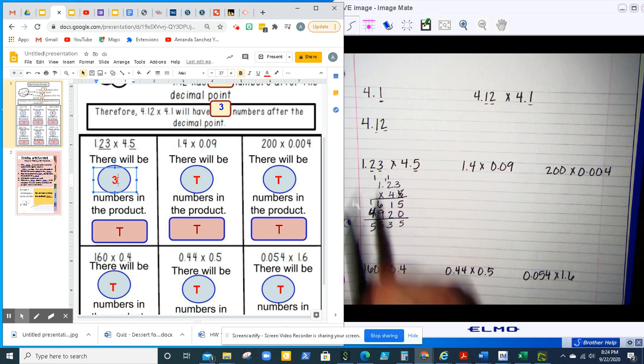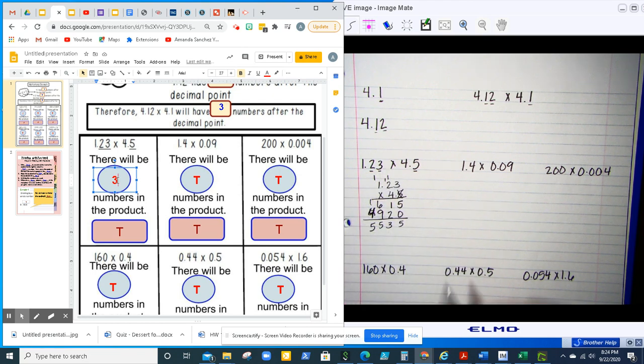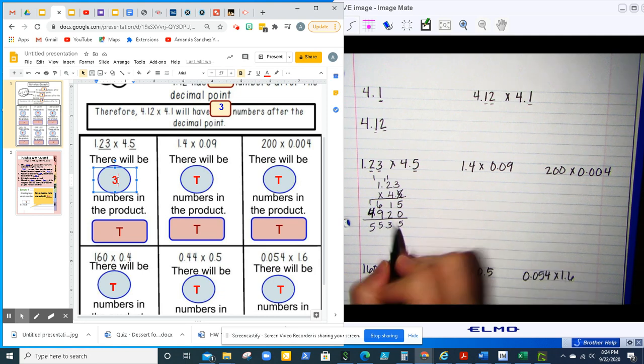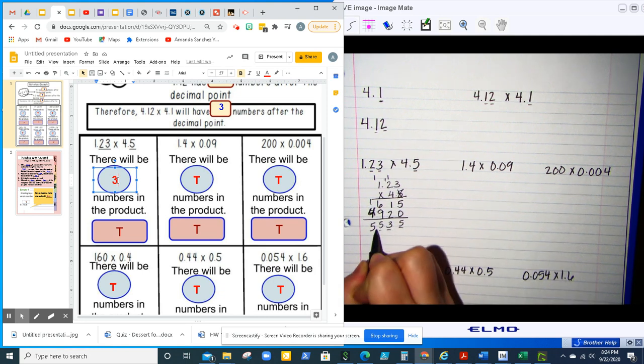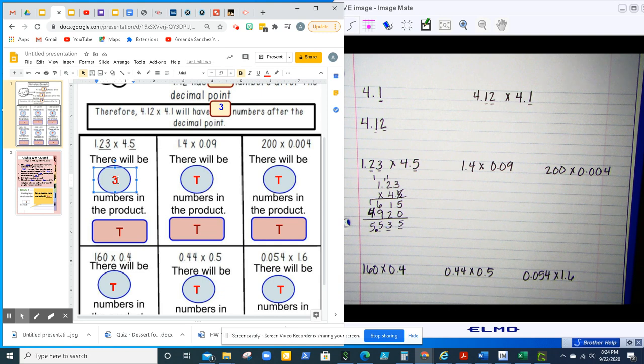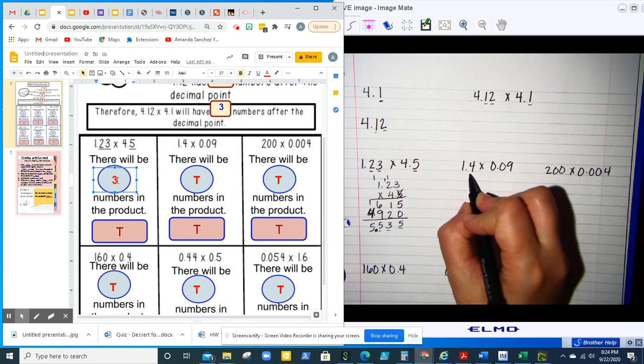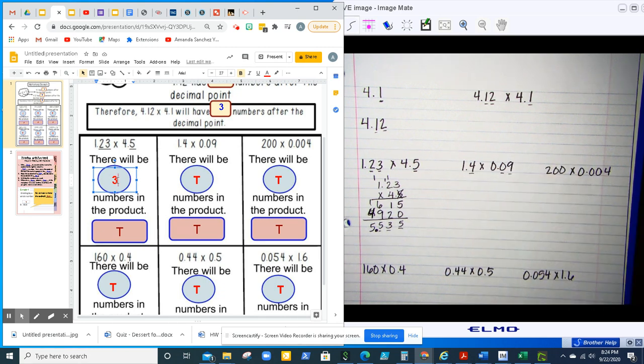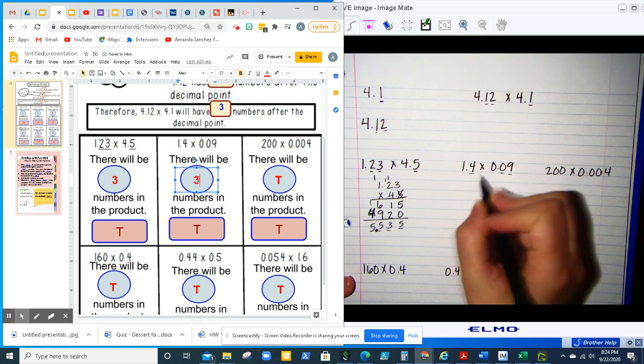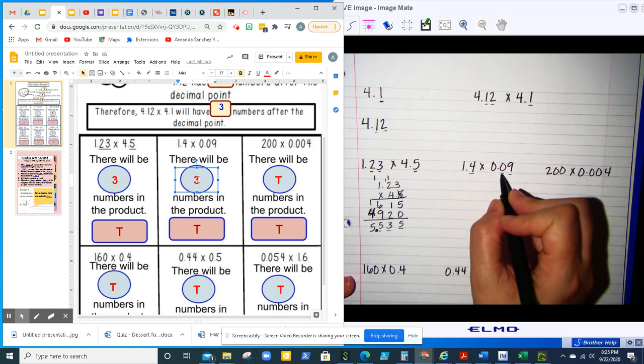So remember, we put on our notes that you should have three numbers in the decimal of the product. So there should be 1, 2, 3 values. All right, so then on the second problem, you should have 1, 2, 3 numbers in the decimal. There should be three numbers behind the decimal. So now you decide which number you want to have on top.